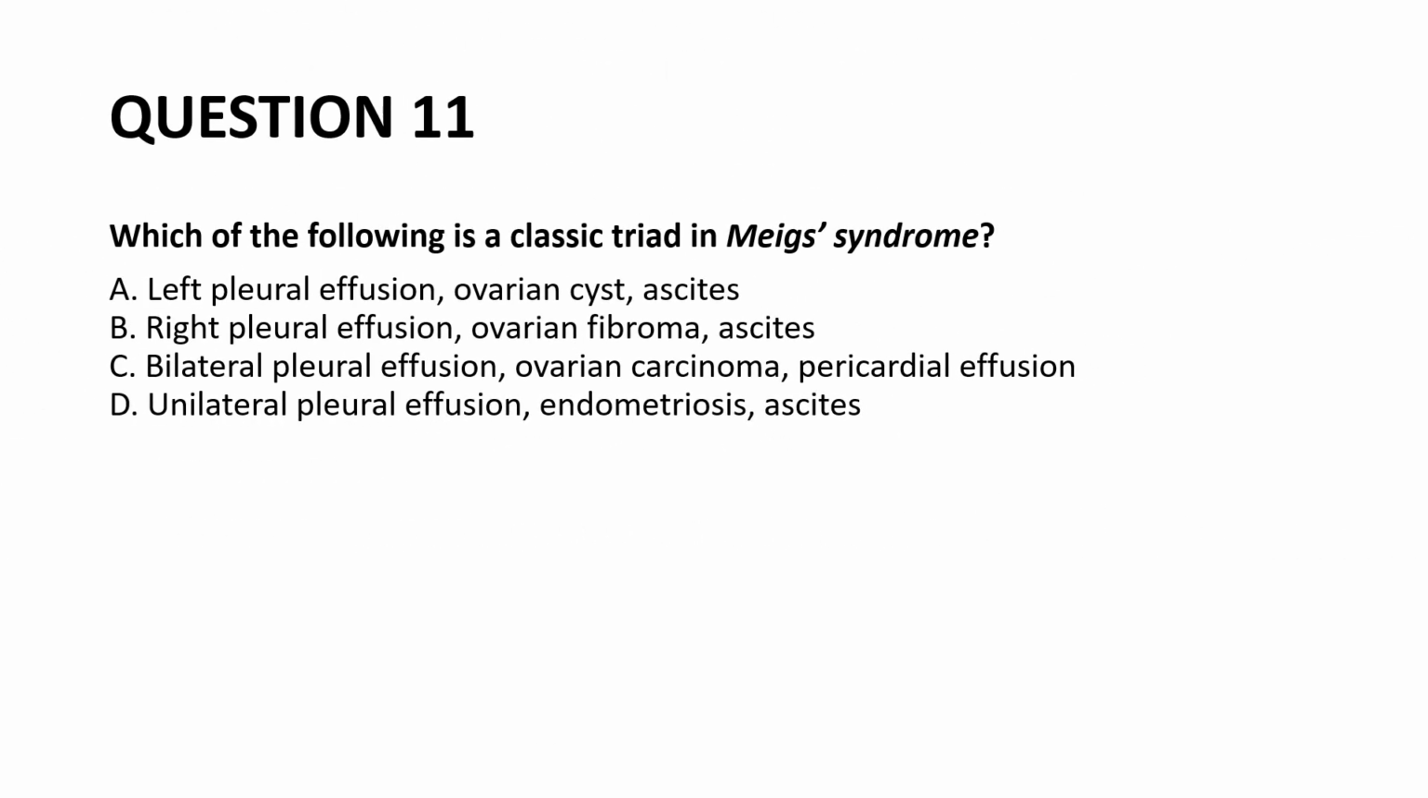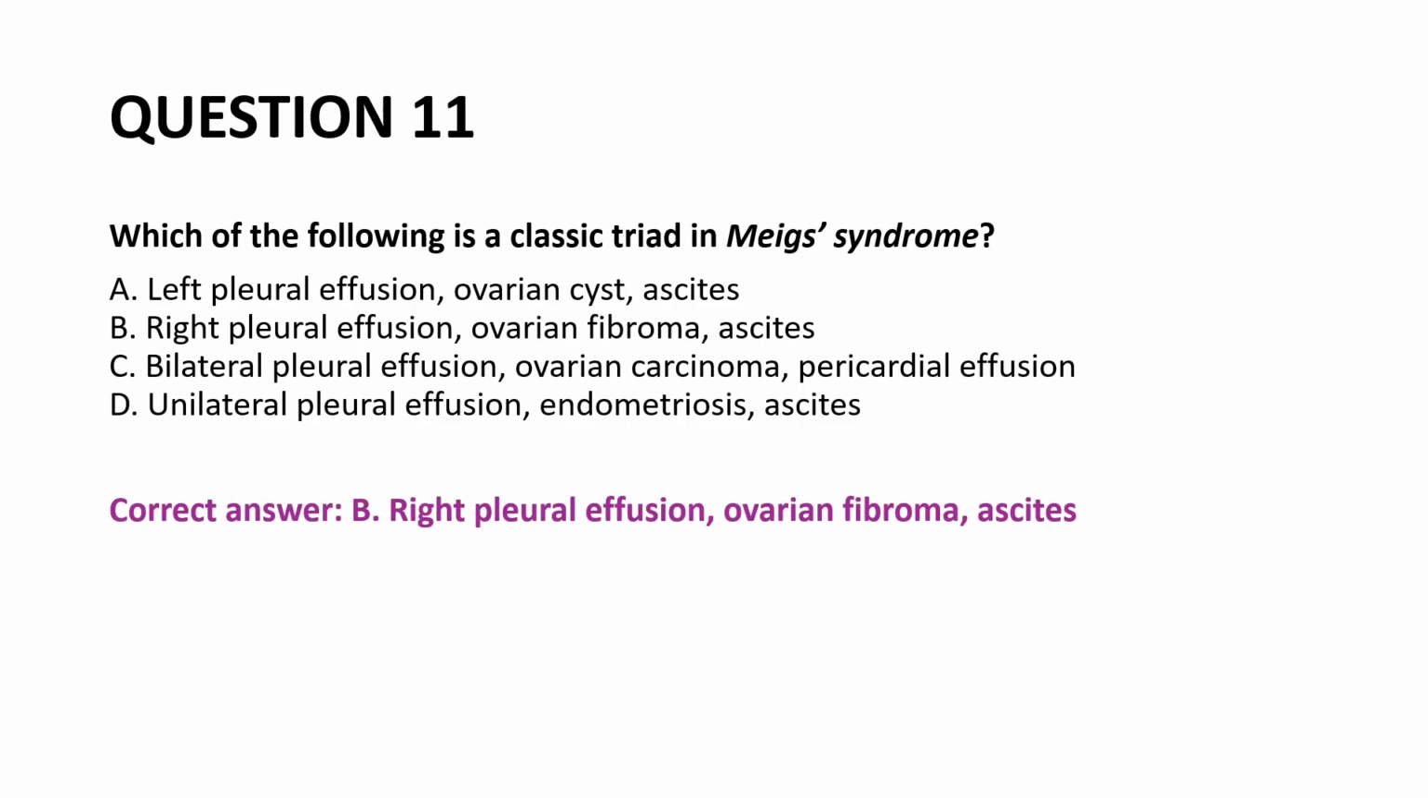Which of the following is a classic triad in Meigs syndrome? Left pleural effusion, ovarian cysts, ascites. Right pleural effusion, ovarian fibroma, ascites. Bilateral pleural effusion, ovarian carcinoma, pericardial effusion. Unilateral pleural effusion, endometriosis, ascites.